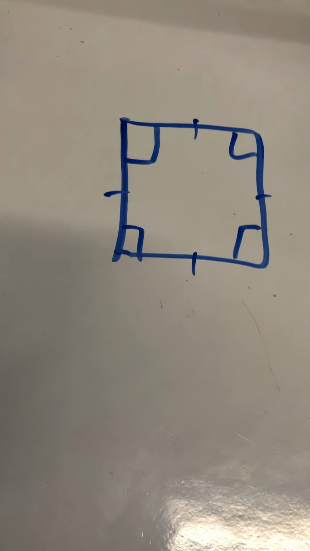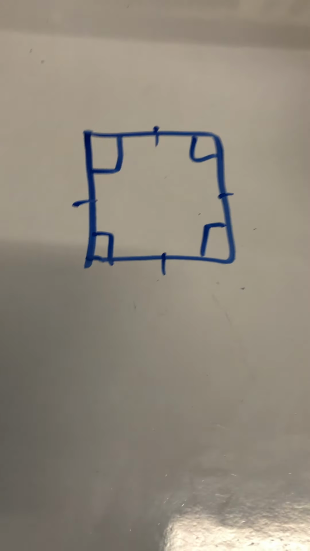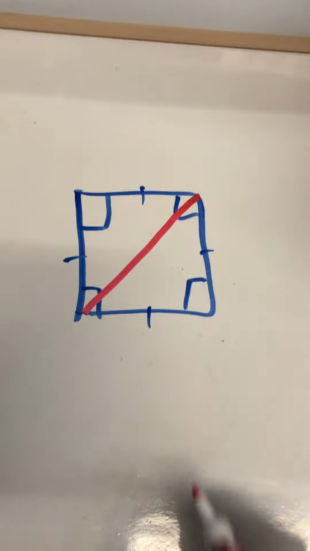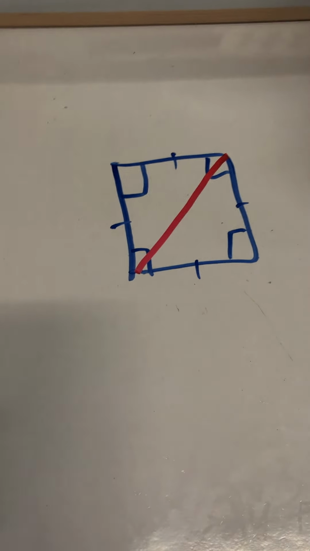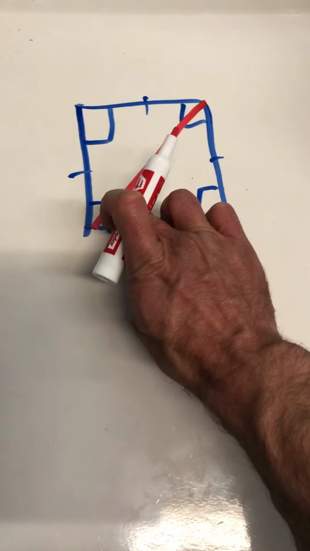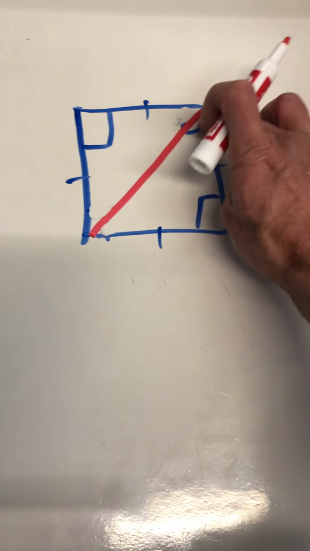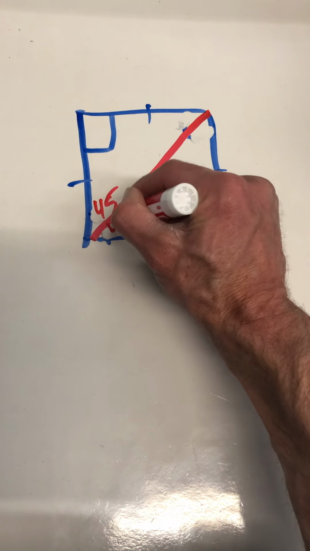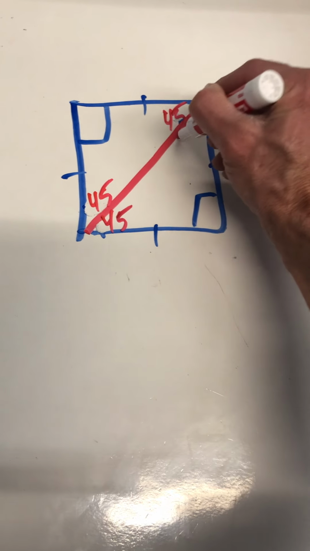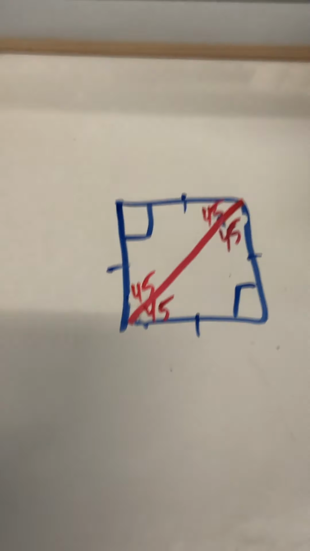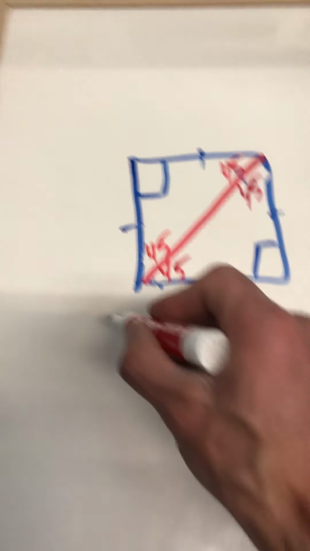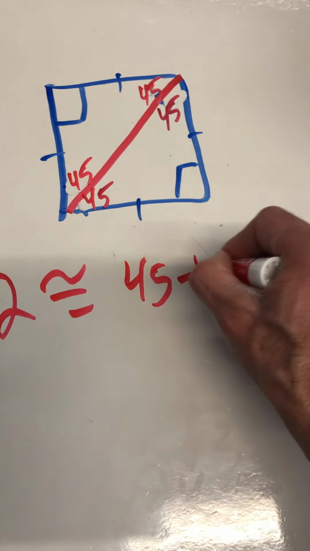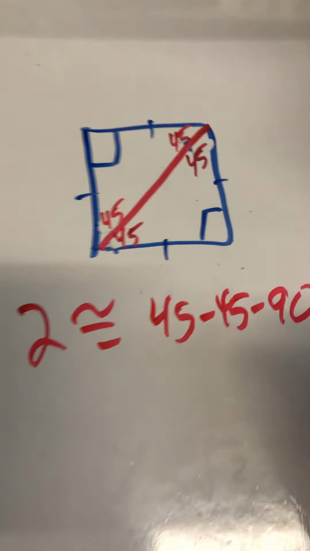And then if you were to draw something called a diagonal, which you should have learned last year in geometry, a diagonal is a line from one vertex angle to the other vertex angle. It bisects, means cuts in half, the angles that it touches. So this becomes, if this was 90, this becomes 45, 45, 45, 45, 90. So a diagonal makes two congruent 45, 45, 90-degree triangles.